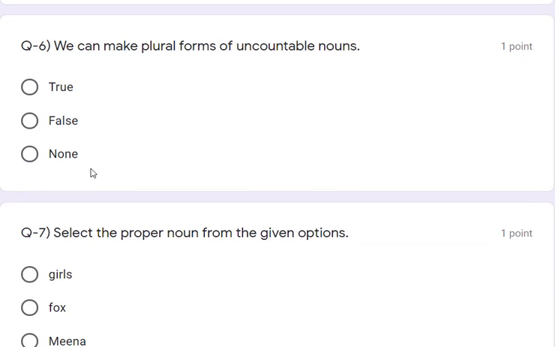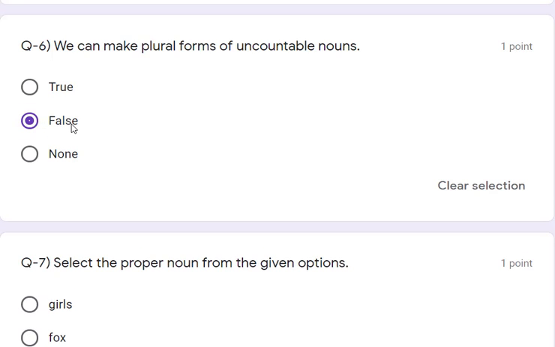We can make plural form of uncountable noun. Is that true or false? If you remember the point, you can give the answer. That is false, right? We cannot make plural form of uncountable noun.